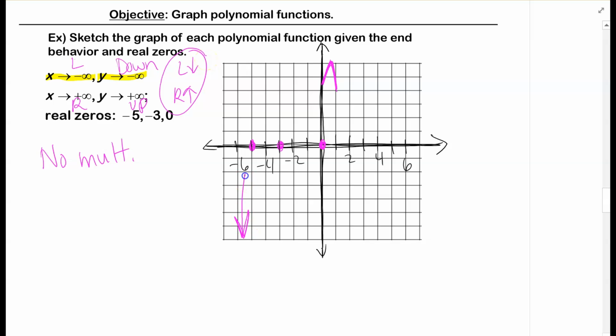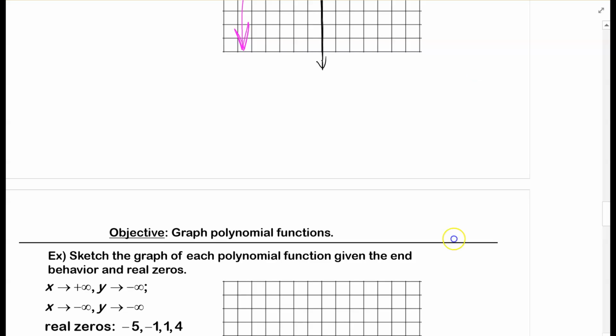So I'm going to go cross, cross, cross, because none of those have multiplicity, so that means you cross the x-axis every time. All right, next example.